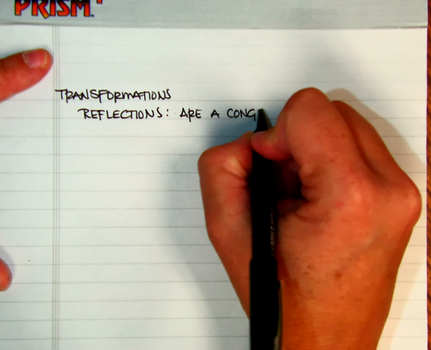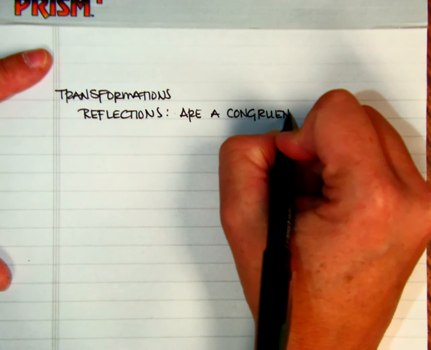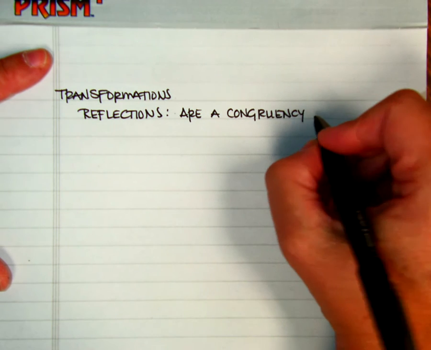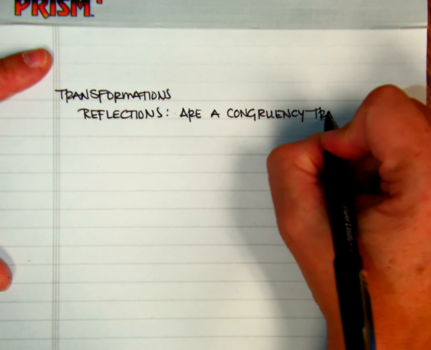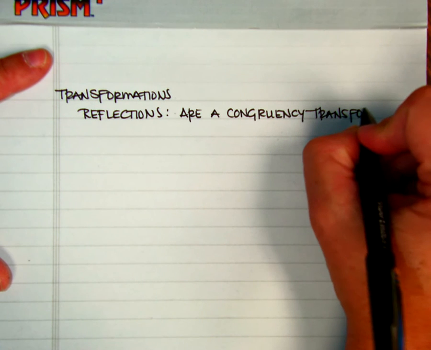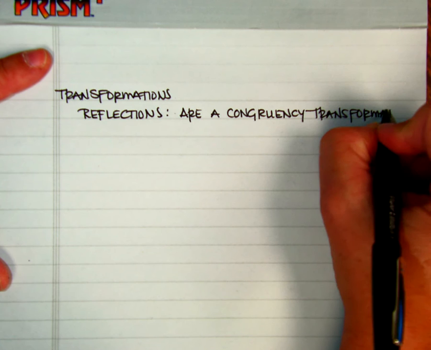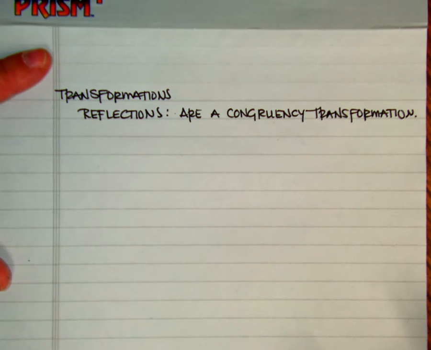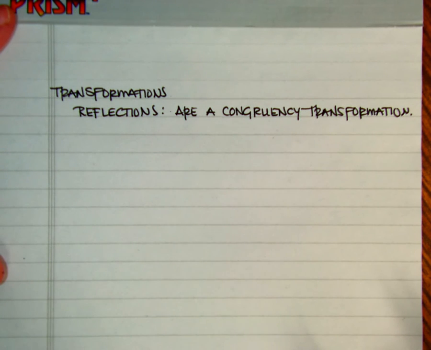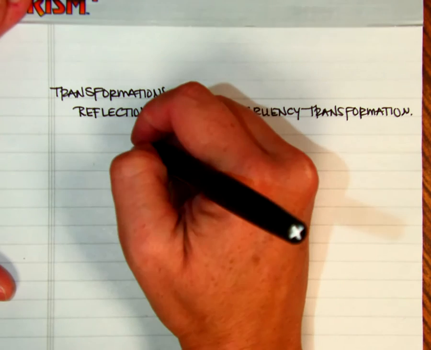And what does that mean again? What is a congruency transformation? What it means is that the figure that you start with, or the image that you start with at the beginning, is the same shape and size as the one that you end with. Here's an example.